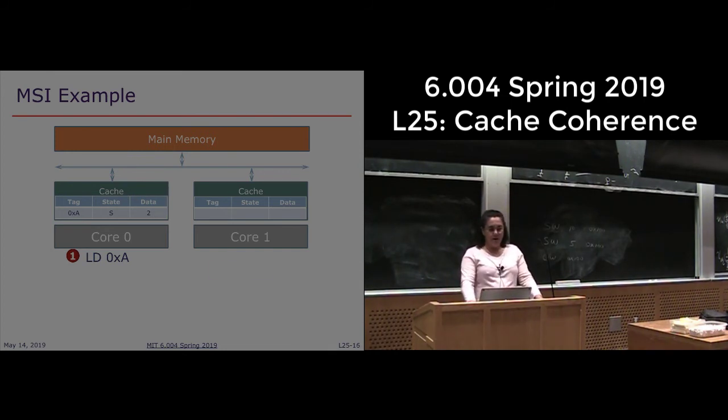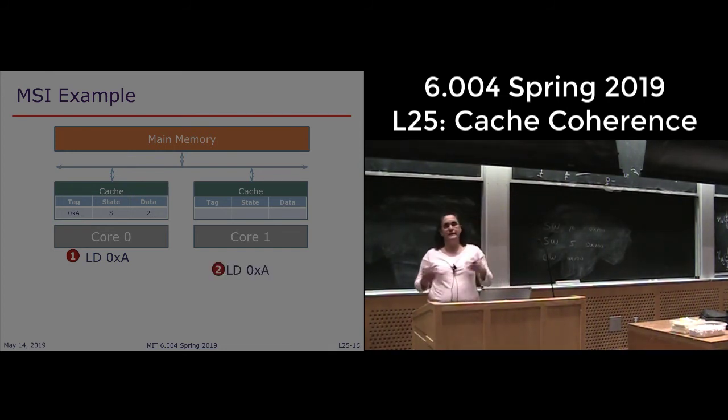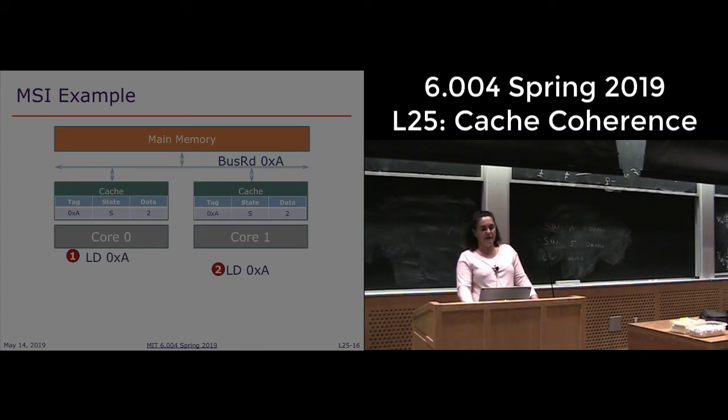Okay. Now, core 1 comes along. It also wants to read this value, and so what's going to happen? We're going to issue another bus read request, and now we can have basically, as we mentioned, the cache or the main memory respond. And so we're going to get the value, which is 2, and now I have 2 caches. They're both in the shared state, and they both have this value of 2.